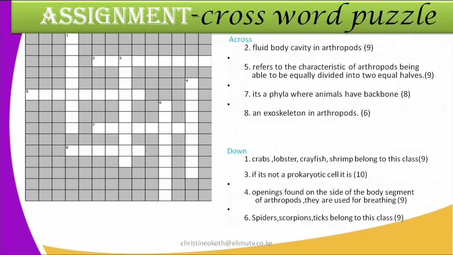Then 3 down, if it's not a prokaryotic cell, it is. So get the name which defines that if something is not a prokaryotic cell, it means it is that other one. It is a 10-letter word. Then 4 down, the openings which are found on the side of the body segments of arthropods, they are used for breathing. It is a 9-letter word, and we've just discussed it.